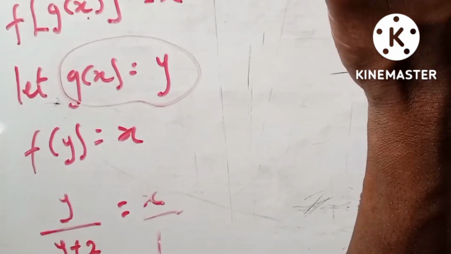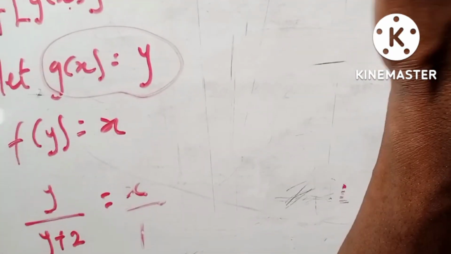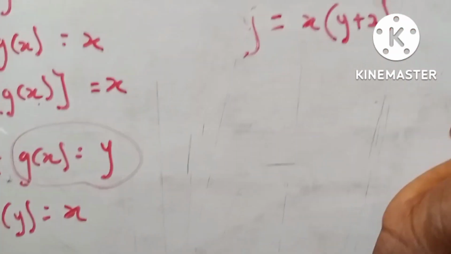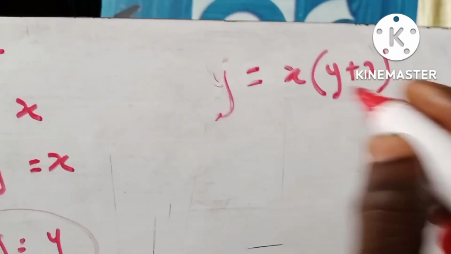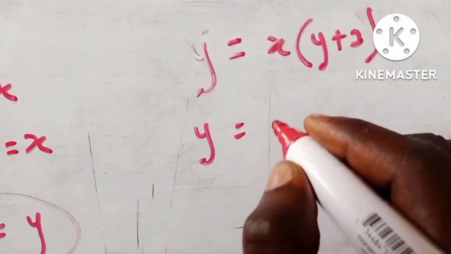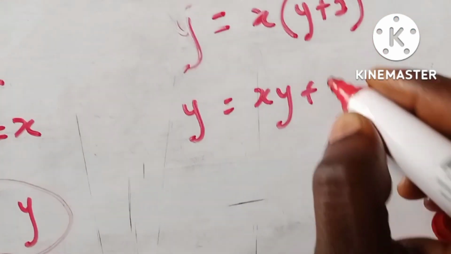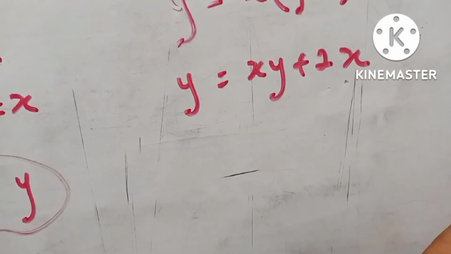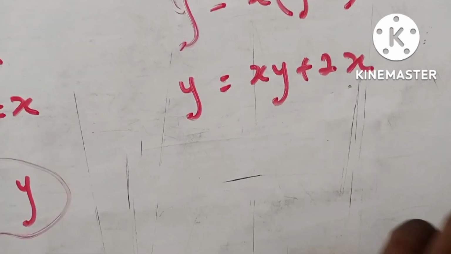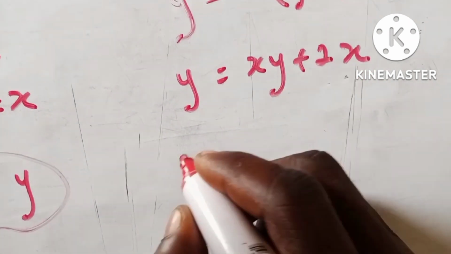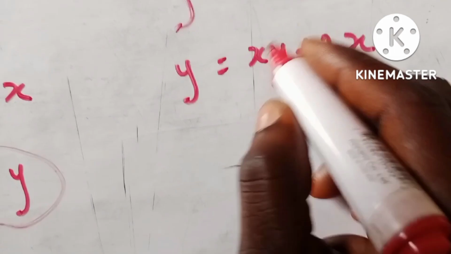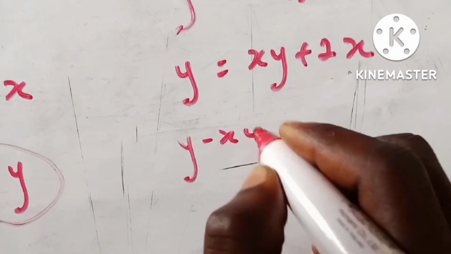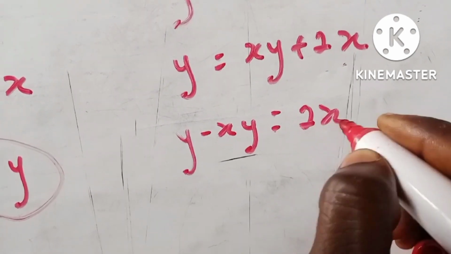So here you have y that is equal to x into bracket y plus 2. Is that okay? So this is what we are having. Here we expand the bracket. Here you have y is equal to xy, and then plus 2x. All right, so what are we looking for? Remember that we are looking for y. Is that okay? So let's group the y into one side of the equation, or maybe subtract xy from both sides of the equation. So you have y minus xy, that is equal to 2x, because we are looking for y, right?